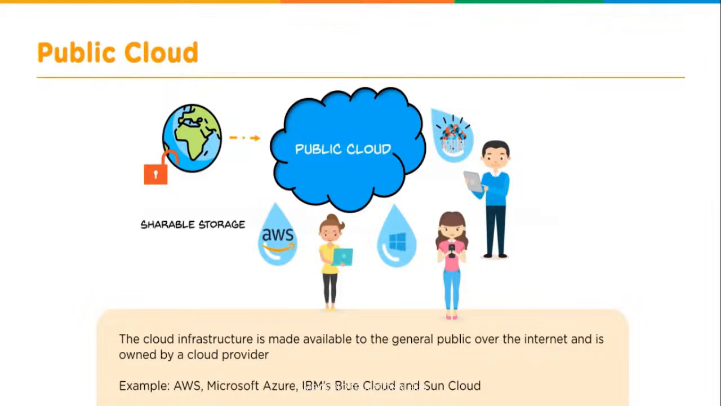Public cloud is a cloud infrastructure that's made available to the general public over the internet, and it is owned by the cloud provider. Some of the major players among cloud providers are AWS, Microsoft Azure, IBM, Blue Cloud, and Sun Cloud.